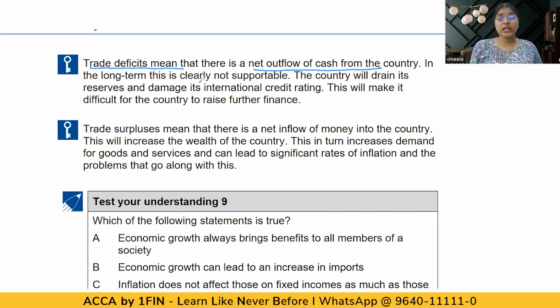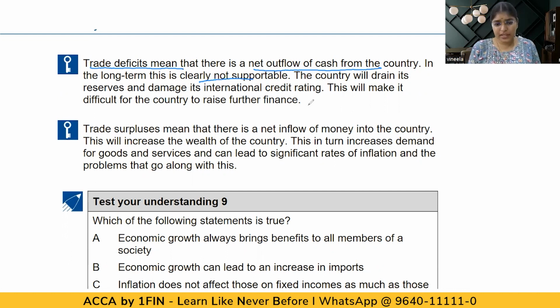In the long term, this is clearly not supportable. Of course, this will not be supportable because when more rupees are going out, our reserves will drain out, our assets will drain out. If more money is going out, our credit rating will also be reduced. When our credit rating gets impacted, what is the main thing that happens to the country? It will be difficult for the country to obtain any international loans from international financiers or international banks. So that is how the great impact will be there. It is simply like your CIBIL score.